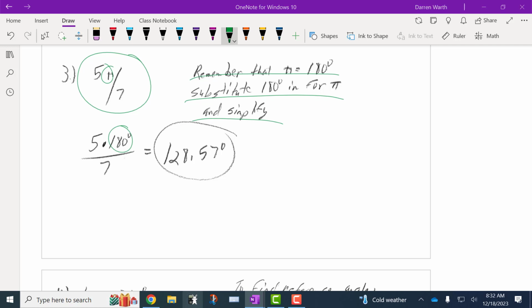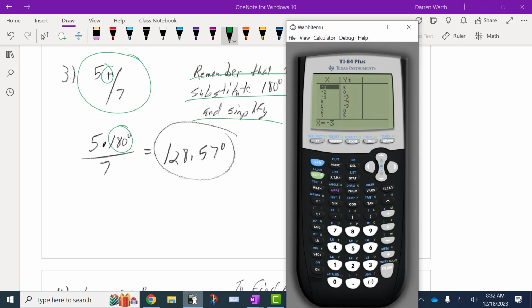Now to simplify that down, you can just go ahead and simplify it using your calculator. So you just take your calculator and go ahead and type in, hit alpha, F1, hit your fraction key, type in 5, and then times 180, and that's going to be all over 7. Hit enter, and it reduces it down to 900/7. Then just take 900, divide by 7, change it to a decimal, and you get 128.57.